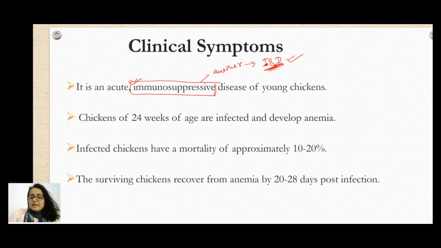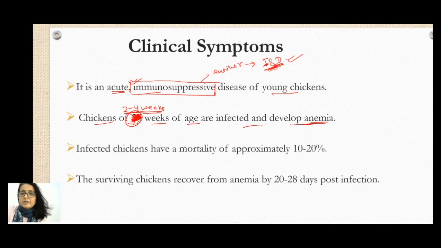It is an acute immunosuppressive disease of young chickens. This is a disease of young birds, mostly infecting chickens of 2 to 4 weeks of age. Chickens 2 to 4 weeks of age are infected and develop anemia.